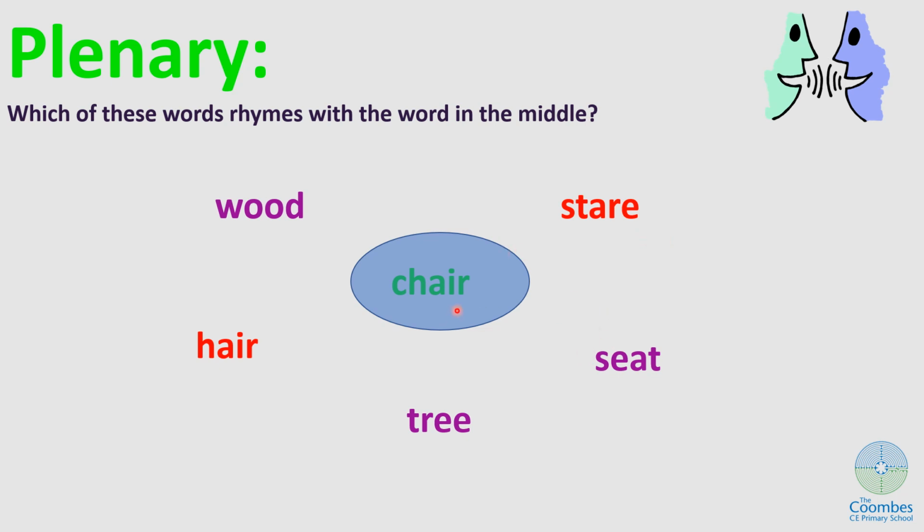Next one, chair, seat. Chair, seat doesn't rhyme. Chair, tree. Nope. Chair, hair. Well done, that one rhymes. Well done if you got it right. They've both got that air sound on the end.